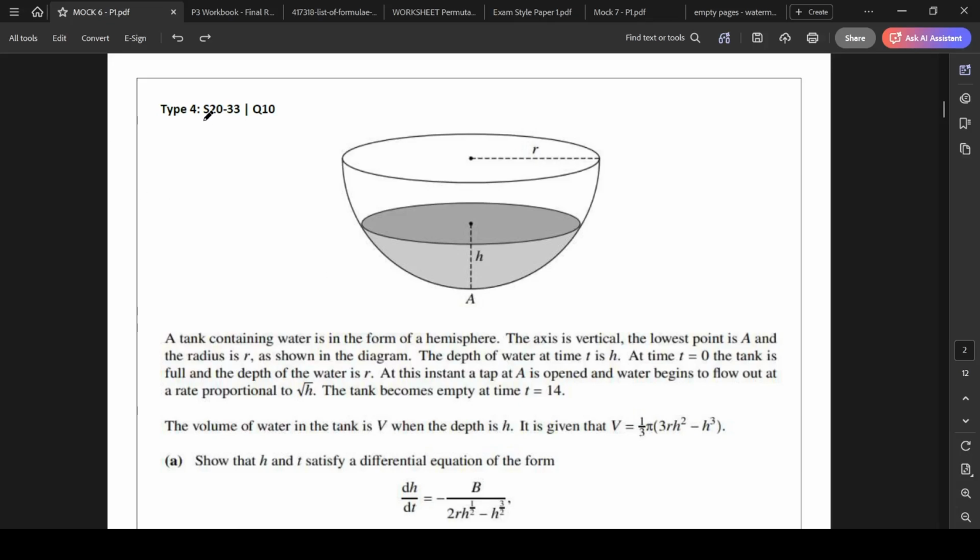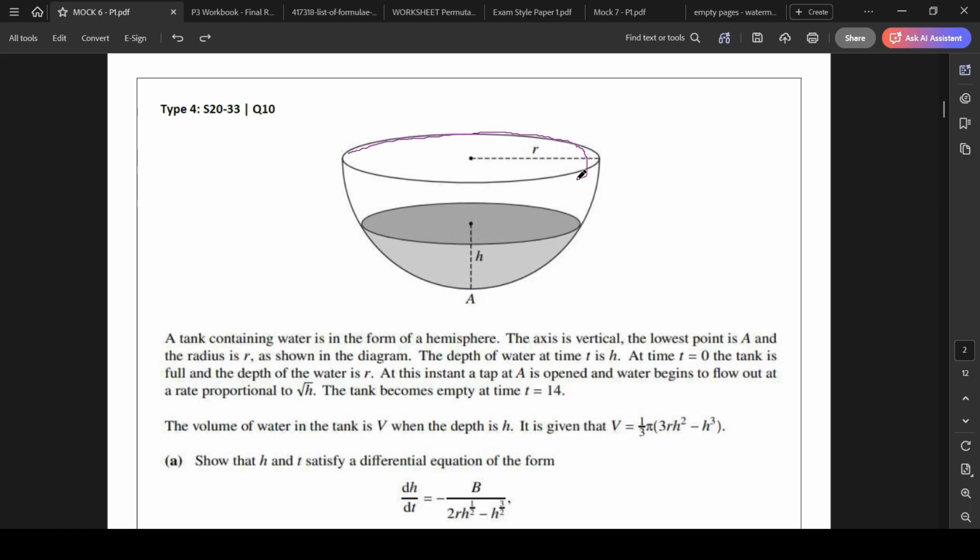So this question is coming from May June 20, paper 3, variant 3, and this is the 10th question of the paper. We are given a tank that is in the form of a hemisphere, and A is the lowest point on the hemisphere, and the radius of this tank is R. The depth of the water at a given time is H, and they also mentioned that initially, that is at t is equal to 0, the tank is full.